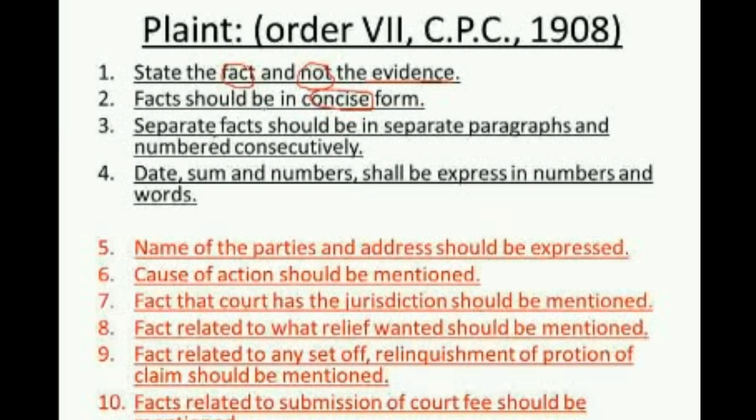The third one is separate facts should be in separate paragraphs and numbered consecutively. Every different fact which talks about different things must be written in a separate paragraph with numbers consecutively. We will discuss this point when I teach you how to write the actual format of a plaint. The fourth one is date, sum and numbers. All the sums, all the numbers and all the dates which are provided in your plaint should also be written in words.